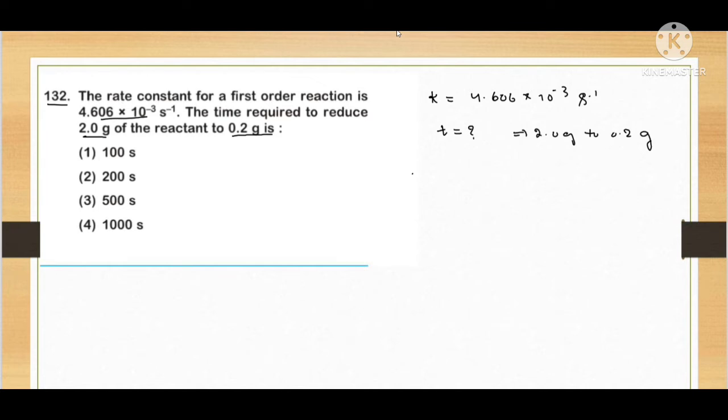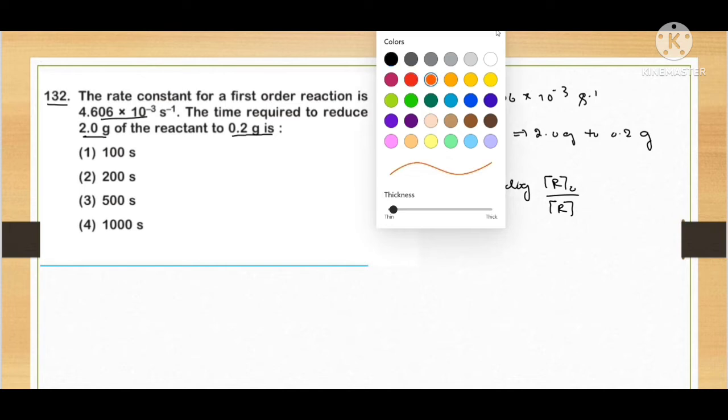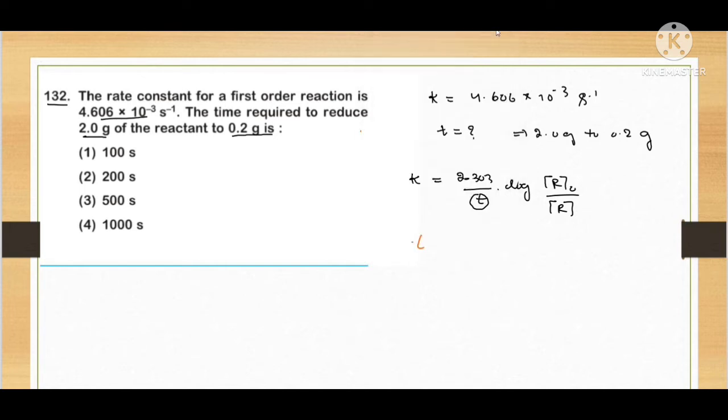We know that for a first order reaction, the rate constant k equals 2.303 by t into log of R naught, initial by final. Here you have to find the time, so we write the equation as t equal to 2.303 by k into log of R naught, initial by final.